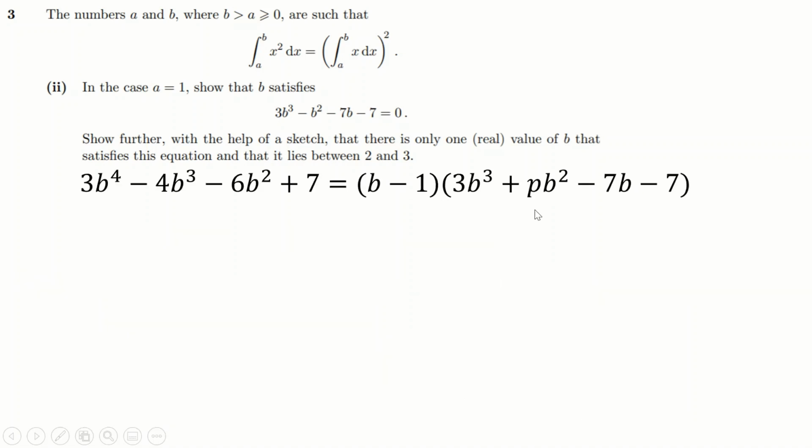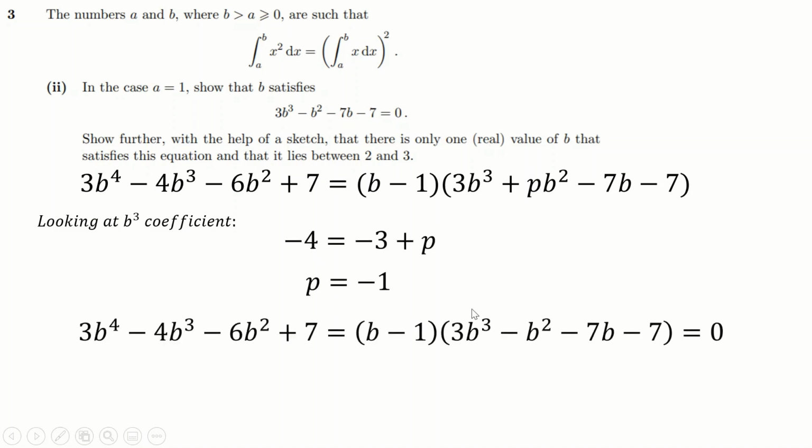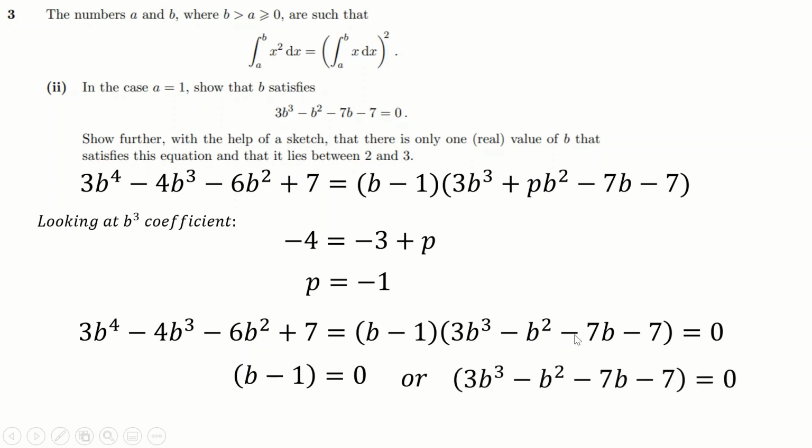And again, I can just look at maybe b cubed coefficients for that. There's a minus 4 over here. How am I getting b cubes over here? Well, we're getting minus 3 of them there, and I'm also getting plus p of them here. So minus 3 plus p is minus 4, p is minus 1, and I end up breaking it here. And now this means that either b minus 1 is 0, which is okay, or the thing that they asked me to do is 0.